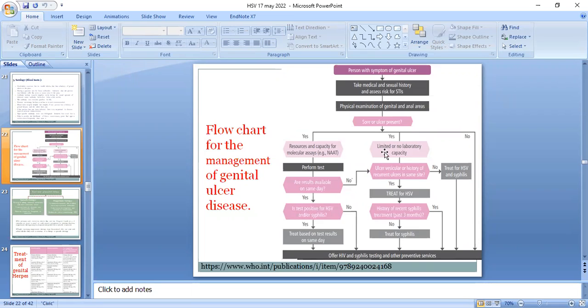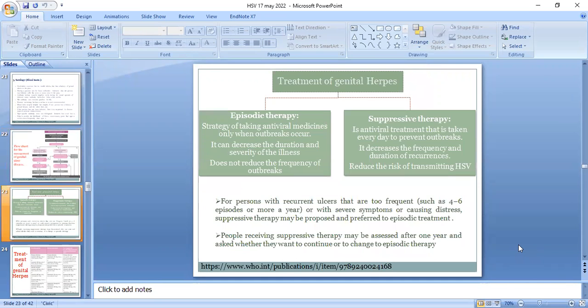And if there is limited or no laboratory capacity, then check for vesicular ulcer or history of recurrent ulcer in the same site. If it is present, then treat for herpes simplex virus. If it is not present, check the history of recent syphilis treatment in the past 3 months. If it is not present, then treat for syphilis, and if it is present, then offer HIV and syphilis testing. And if the sores or ulcers are not present, then offer HIV and syphilis testing and other preventive services. No treatment of genital herpes.